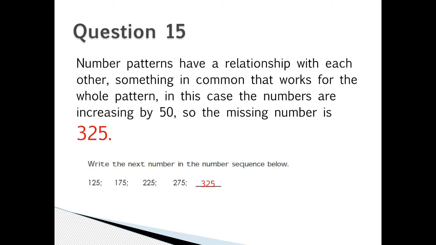Number patterns have a relationship with each other, something in common that works for the whole pattern. In this case, the numbers are increasing by 50, so the missing number is 325.